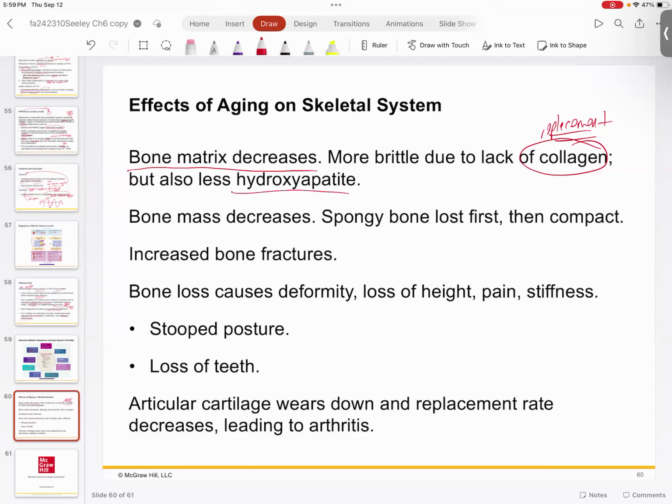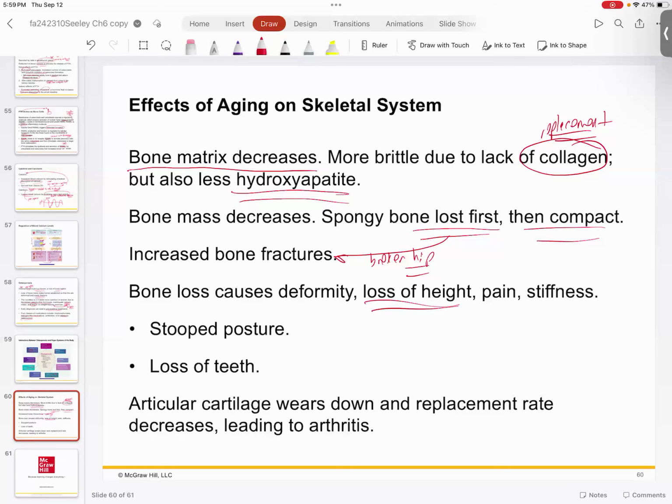But also you're going to start slipping in your hydroxyapatite as well, because you're not going to be doing calcium reabsorption quite as well. So your bone mass decreases. Typically you'll start to lose your spongy bone first, and then your compact will follow. And this will lead to an increased risk of bone fractures, like for instance, the broken hip idea, right? Because you're starting to lose your bone mass, that'll lead you to a greater risk of broken hips. And then the bone loss will sometimes cause deformity. You'll shrink, right? Because of compaction of the bones and the loss of mass.